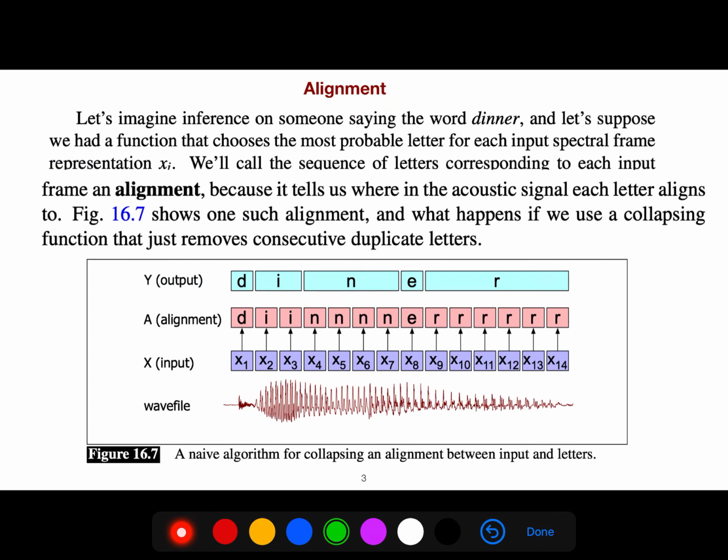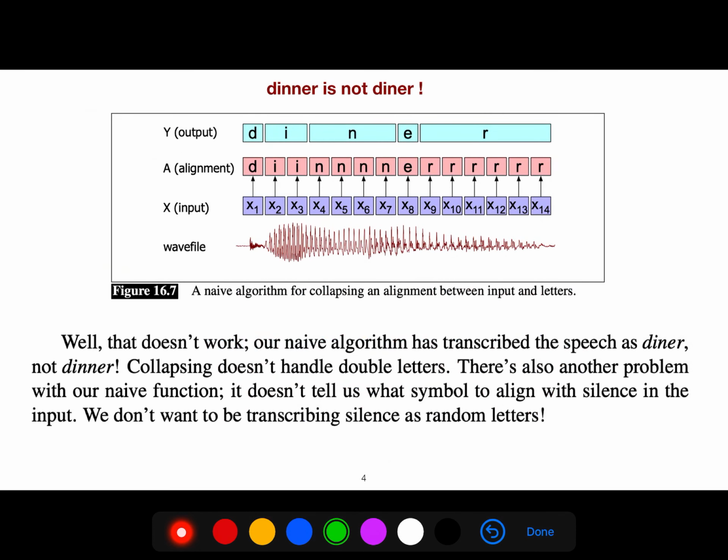So we have alignment here. We have input, but we have alignment, and then we collapse it so it becomes the output. For example, the word dinner, we align it. For example, this acoustic vector corresponds to I. The next acoustic vector again corresponds to I. But this way has a problem because the spelling of dinner is very different from this one that appeared here. So you see that it cannot capture the correct words. So dinner is not dinner, as you see here.